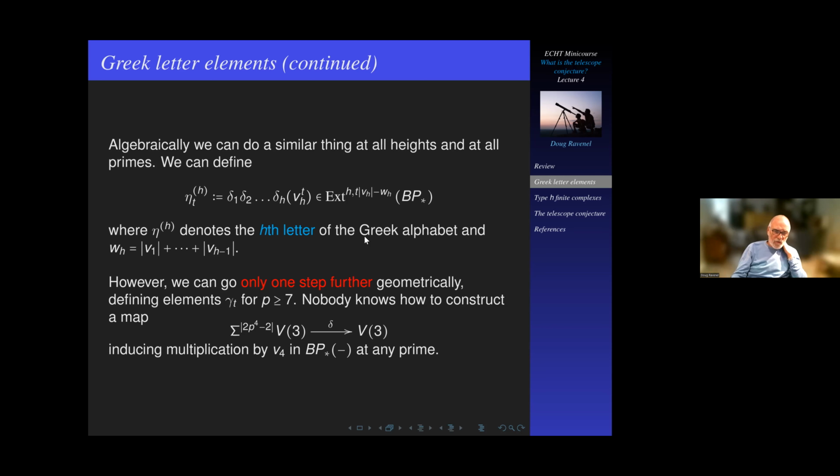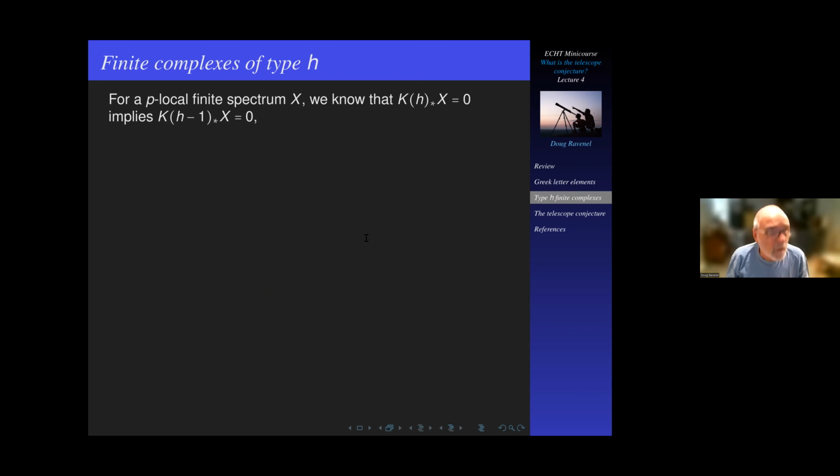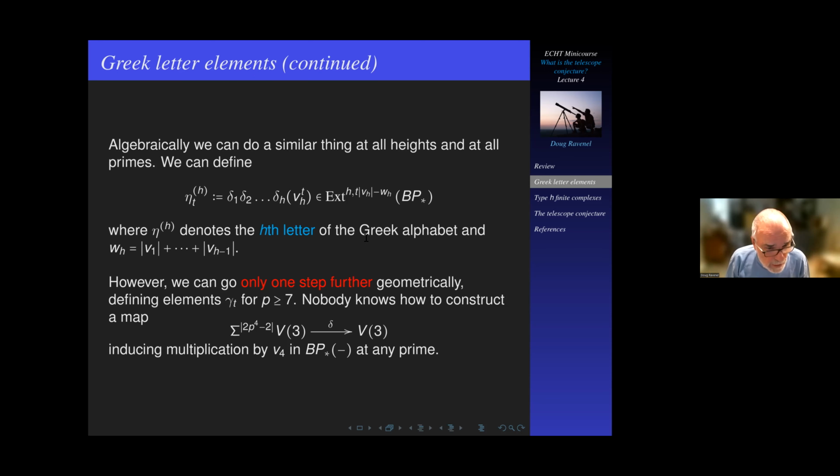But when you're trying to construct a map like this, that doesn't happen. There's a non-trivial obstruction group at every prime, and nobody knows how to calculate what the obstruction in that non-trivial group actually is. So nobody knows how to construct this kind of map. So we're kind of stuck there. But there is a way around this. So we can't get exactly what we might want in the height 4 case, but there is something we can do, which I'm going to talk about now.